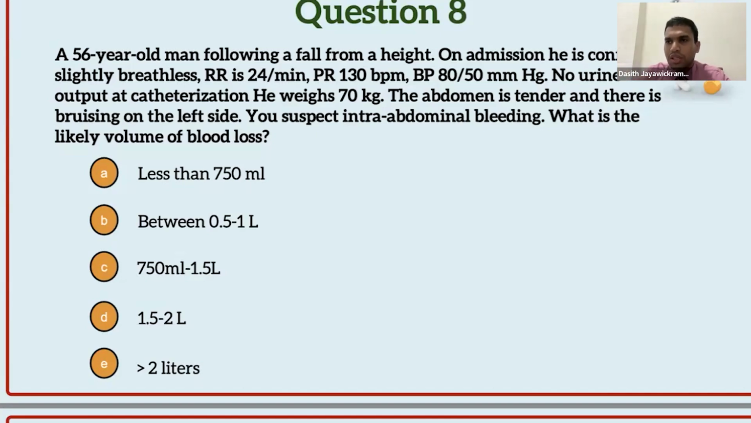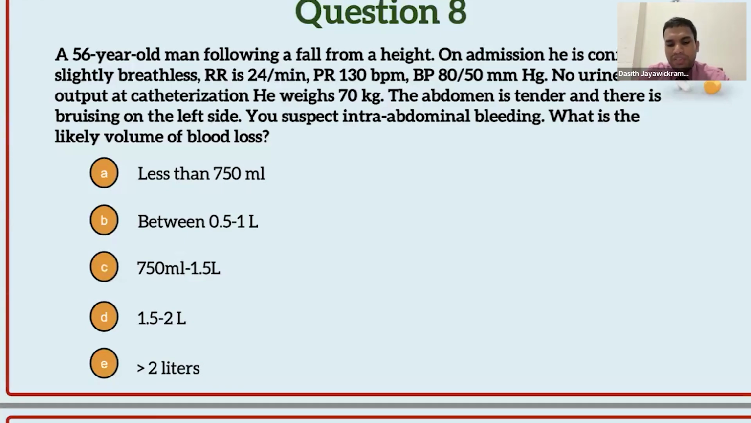And out of those 46 kilograms of fluid, 2/3 are within the cells. That is intracellular fluid, and 1/3 is extracellular fluid. So we divide this 46 kilograms of fluid by 3. That comes as 15 kilograms of fluid.